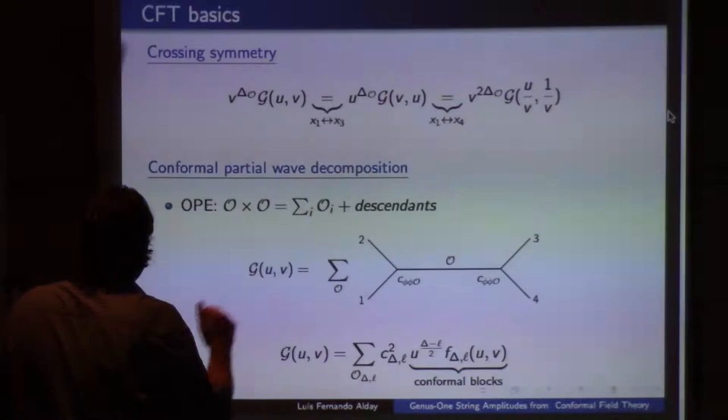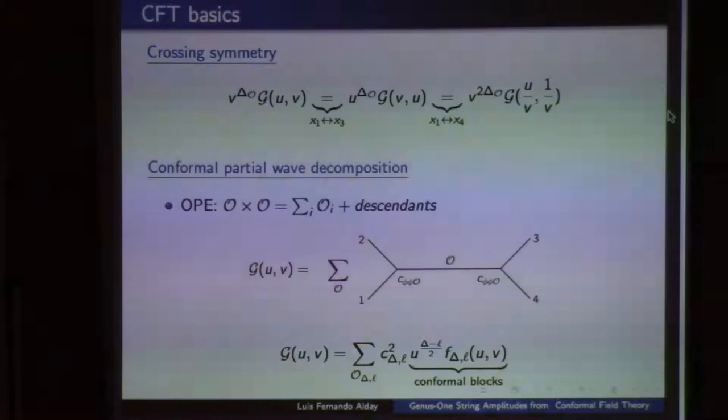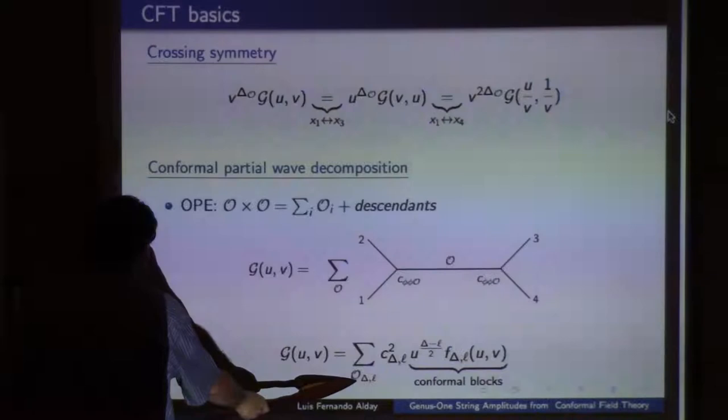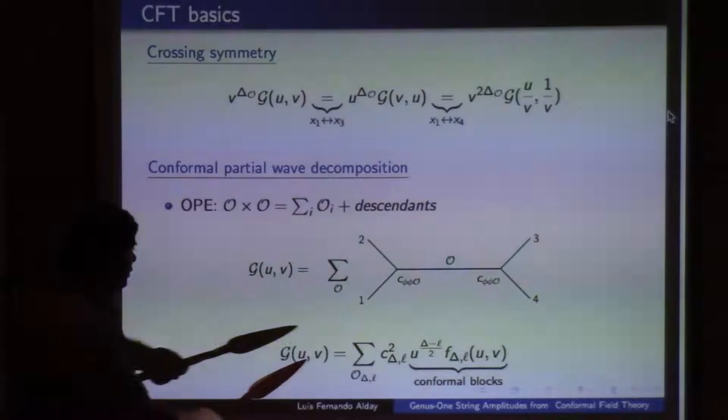And in addition to these symmetries, we have seen that if you take the four-point function and take the OPE of the first two operators, and the same with the last two, then you could express this four-point function as an infinite sum over conformal blocks. So G(U,V) is an infinite sum over the intermediate operators, where the intermediate operators are the operators appearing in the OPE of O with O, with the squared OPE coefficients times the conformal blocks.